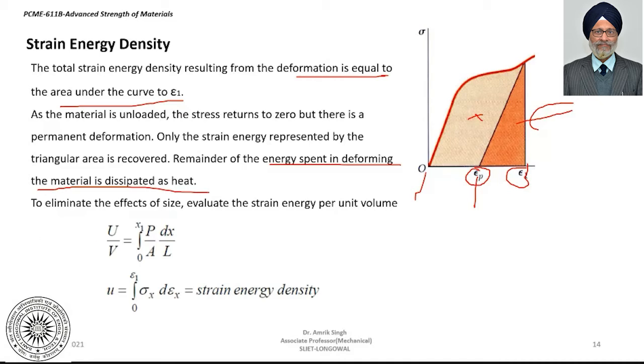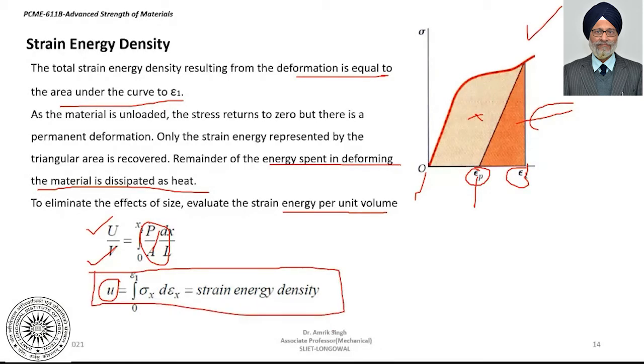To eliminate the effect of size, evaluate the strain energy per unit volume. So strain energy is U, volume is V. So it will be the integral from 0 to x1 of P into dx, as we have seen in the previous slide. A into L will be the volume. So energy density is denoted by small u. So it is the integral from 0 to epsilon 1 of sigma x d epsilon, because if you are transforming to this curve, this will be the limit. So you see the same energy density is given by this.